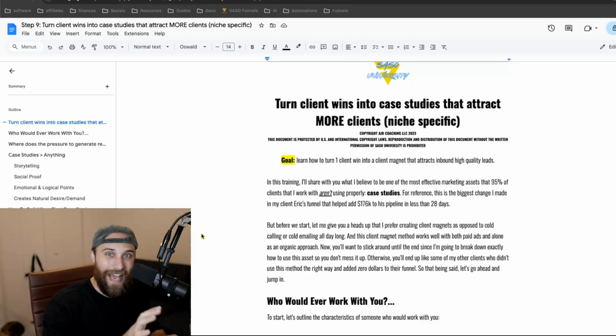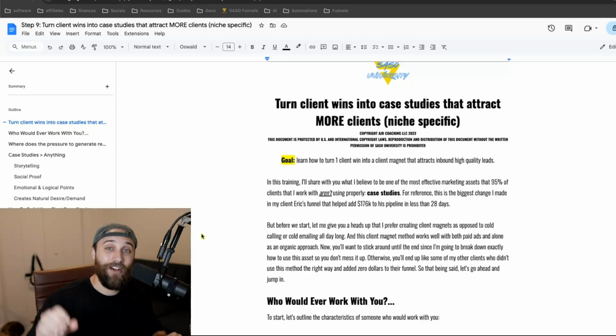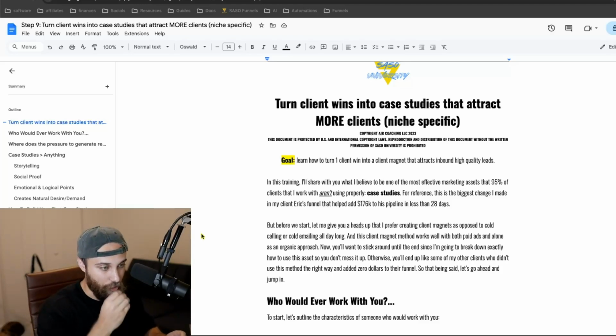Then I gave the exact same template, the exact same script that we have in Sales University over to another client. He did not follow it. We then took those case studies and uploaded them. He didn't follow it. He still wanted to upload it. It put zero clients in the pipeline because he did not follow it the way I told him to follow it. So please pay very close attention.